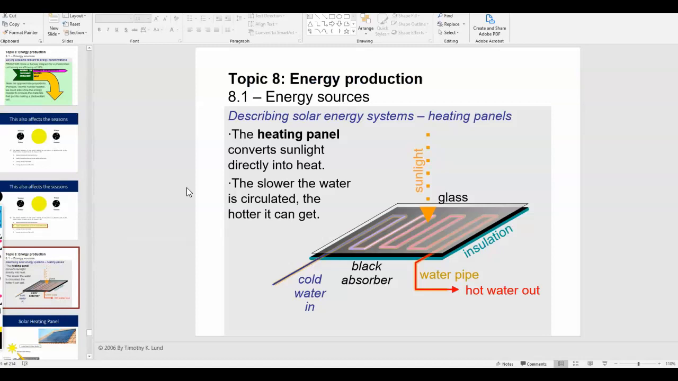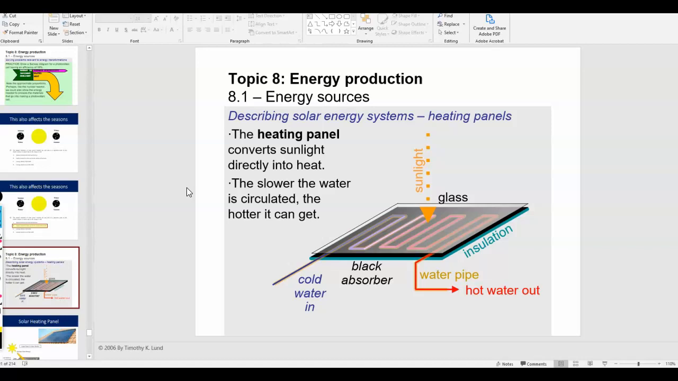I said this at the beginning of the video, but most people, when they talk about solar power, are thinking of photovoltaic cells, but you can also use solar heating panels. Basically, a solar heating panel converts sunlight directly into heat, and that's used to either heat a building like a home, or heat water so the home can have hot water.